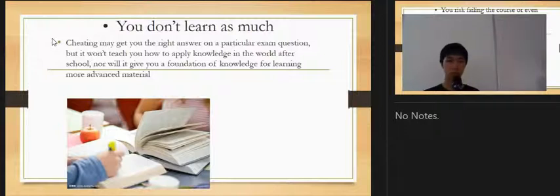First, you don't learn as much. Cheating may get you the right answer on a particular exam question, but it won't teach you how to apply knowledge in the world after school. Nor will it give you a foundation of knowledge for learning more advanced material.